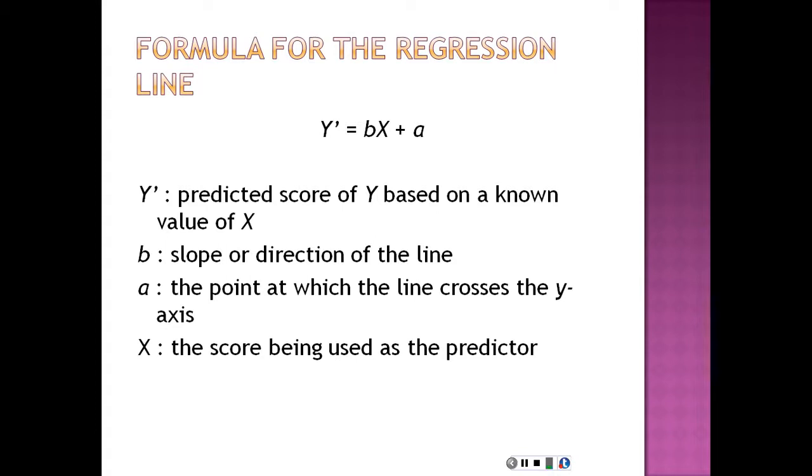So y equals bx plus a. Y would be the predicted score of y, so I'm going to say y dash. Y dash is the predicted score of y based on a known value of x. B is our slope or direction of the line. A is the point at which the line crosses the y-axis. And then x is the score being used as the predictor. Okay?